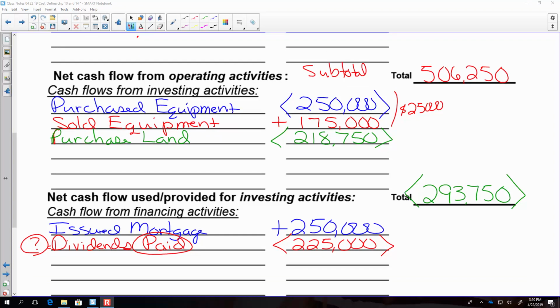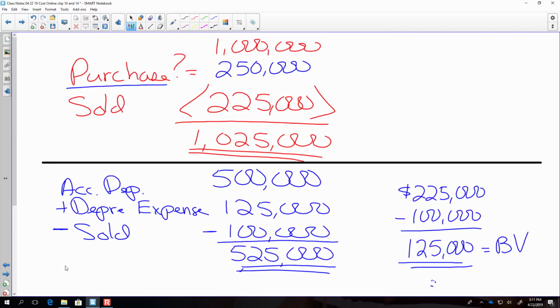We have to go down to the bottom here where it says other information. It says equipment with a book value of 125 was sold for 175. Original cost on that equipment was 225. So let's just look at A here. So I did another sheet here of how this works.